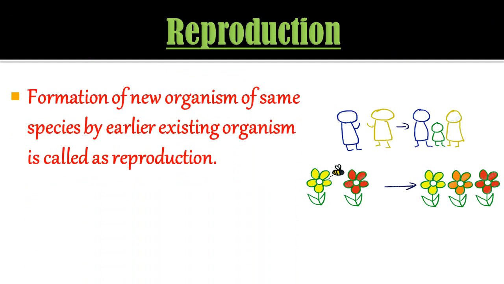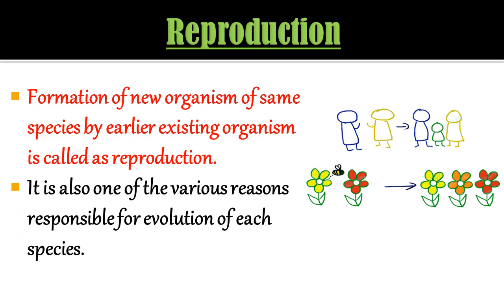Alright, now let's see reproduction. Students, the formation of a new organism of the same species by an earlier existing organism is called reproduction. Reproduction is one of the important characteristics of living organisms, and it is also one of the reasons responsible for the evolution of each species. For evolution, reproduction is a very important process, because only by reproduction does the continuity of the species or the population across generations take place. If continuity happens, only then will evolution take place. So there is a relation between evolution and reproduction.